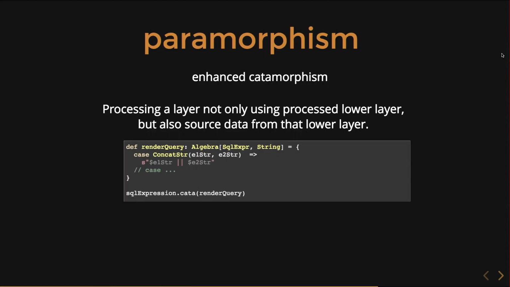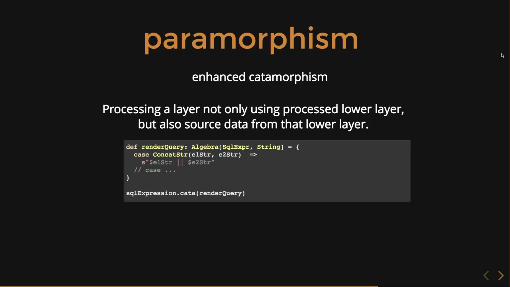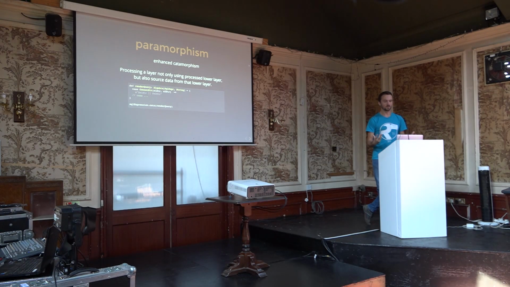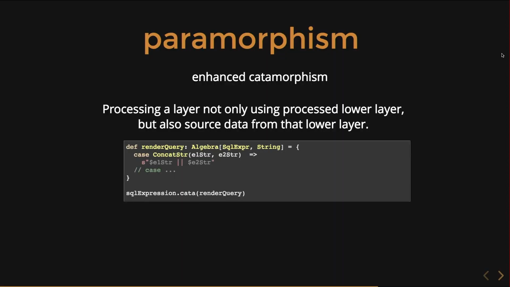Another interesting morphism is paramorphism, which can be viewed as an enhanced catamorphism. In case of catamorphism, this first example shows just normal catamorphism. What we deal with is a single node and values which come from the transformation of the previous nodes. So when we process a node, we get an input. Here there are two strings, E1 str, E2 str. Two strings that are results of processing of the lower nodes in the previous step of catamorphism. We work with two strings, so we can just put them together into the final string.